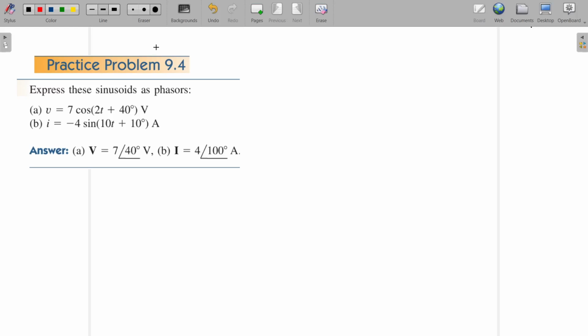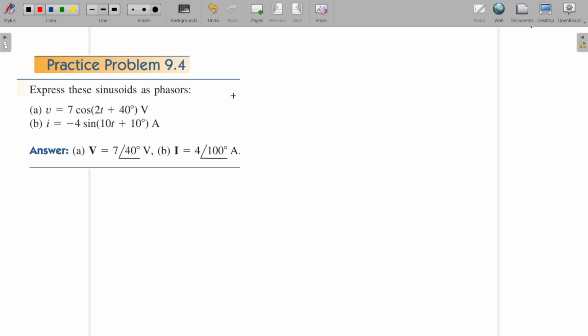Hello everybody. Now we are going to solve a problem from Fundamentals of Electric Circuits by Alexander and Sadiku's 5th edition. This is practice problem number 9.4 and the question is: express these sinusoids as phasors. Here we are given two questions. One is v equals 7 cos of 2t plus 40 degrees in volts. The other is i equals minus 4 sine of 10t plus 10 degrees in amperes.